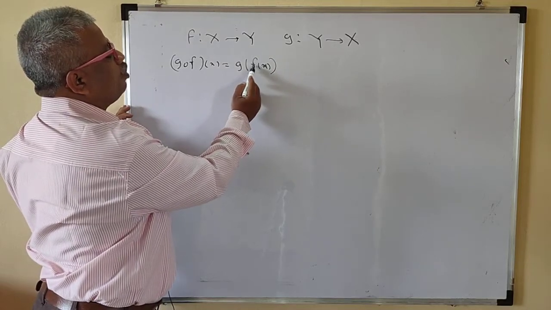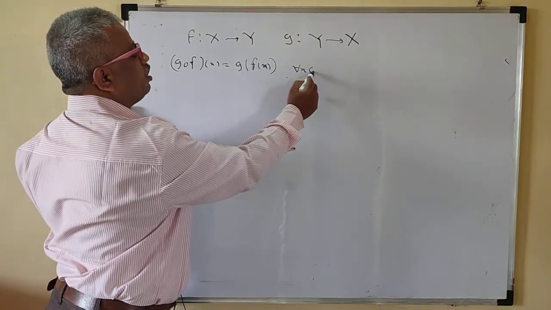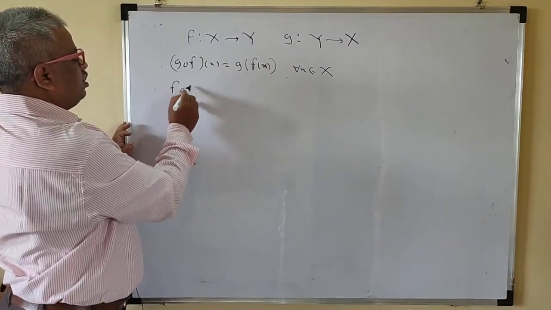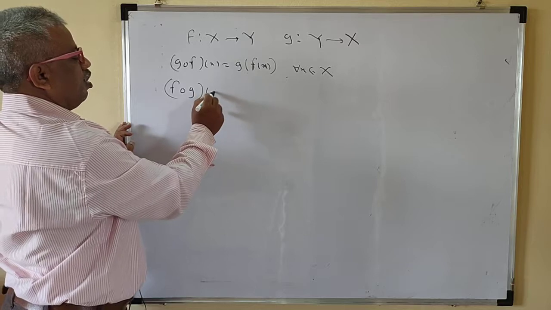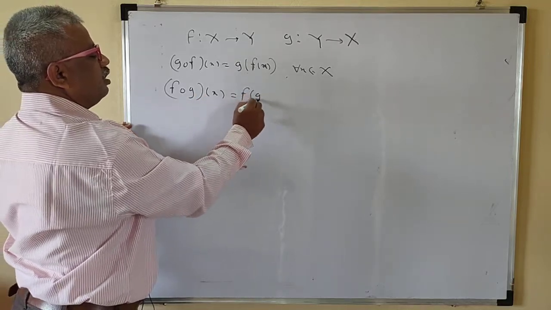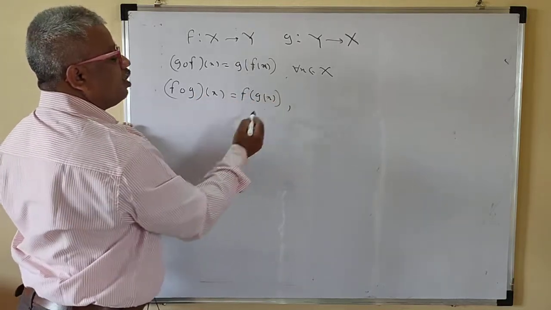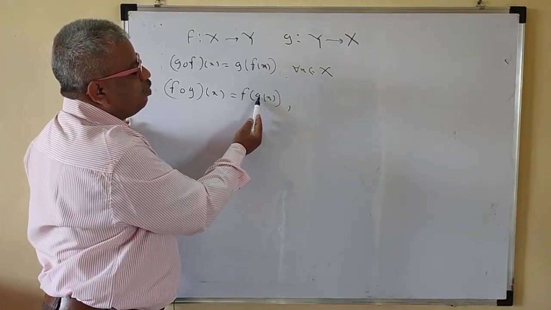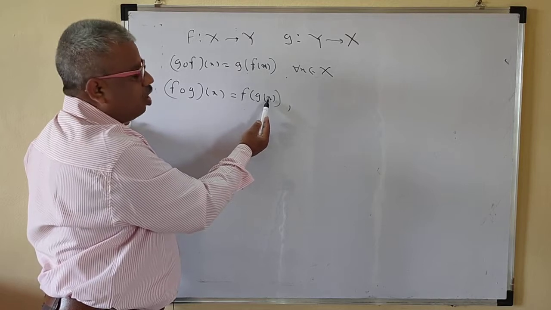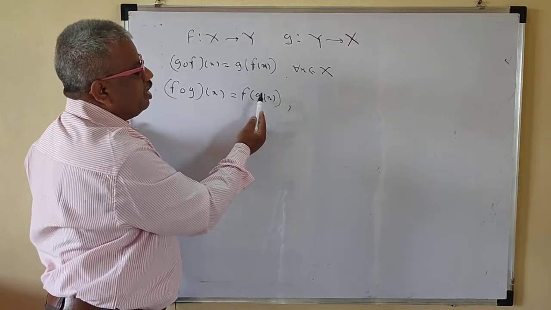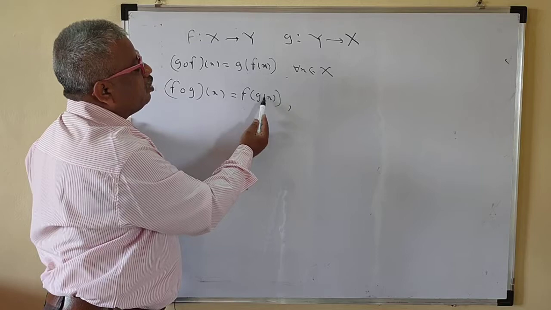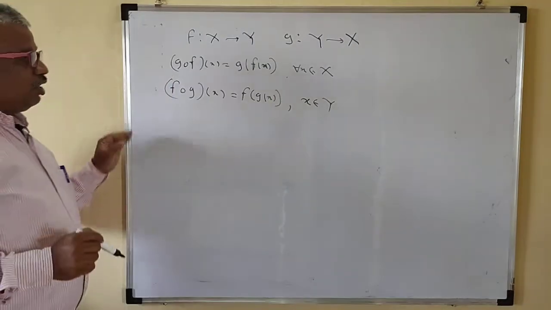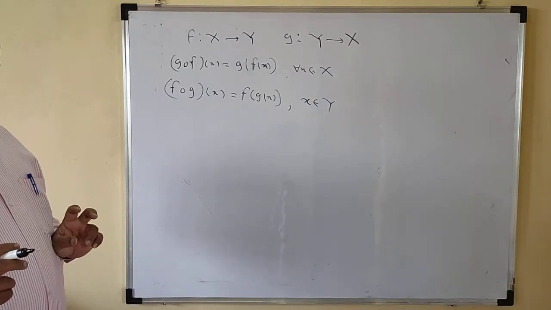So this x should be in the domain of f. This is true. What is the domain of f? It is capital X. So if you want to define g compose f of x, by definition this is g of f of x. Now you are applying g on f of x. So can you apply g? If you want to apply g on an element, that element should be in the domain of g. What is the domain of g? It is Y. So whether these two are well defined or not, that we will see.